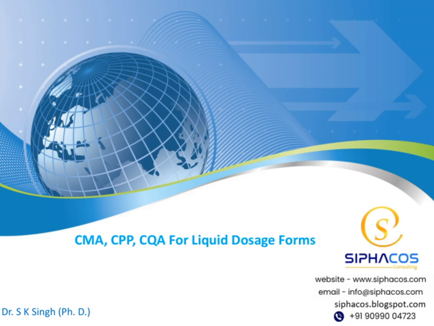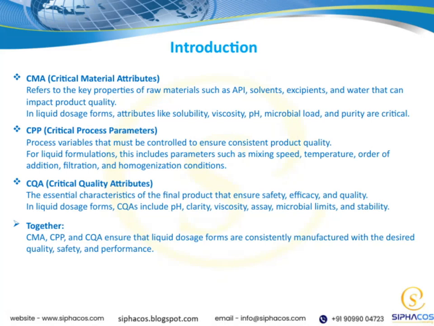Let's get started. Let's start by discussing the critical material attributes, or CMAs. These refer to the key properties of raw materials like APIs, solvents, excipients, and water. These attributes are crucial because they can directly impact the quality of the final product. In liquid dosage forms, specific attributes such as solubility, viscosity, pH, microbial load, and purity become especially important. These factors influence how the product performs and its overall stability.